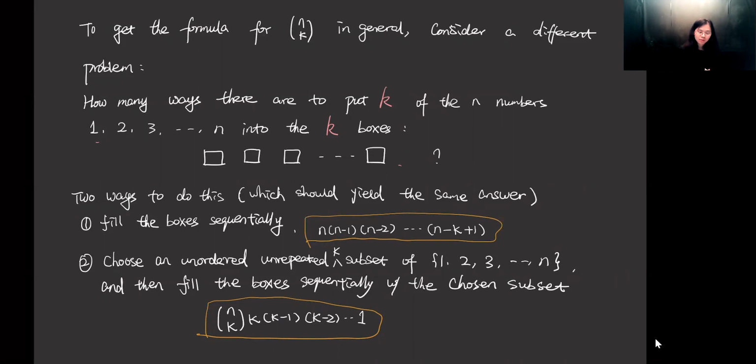This is a different problem than choosing k elements from these n numbers. Because when choosing k elements, we're not ordering these k elements. But when putting k of the numbers into the k boxes, the numbers that you take to put in the boxes are ordered because the boxes are laid out in an ordered sequence. So this is box 1, box 2, box 3, and box k.